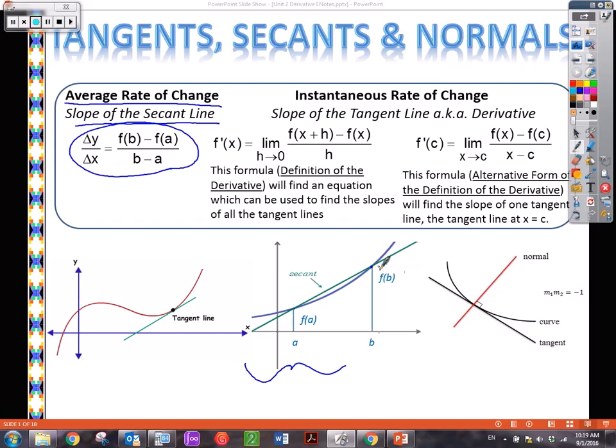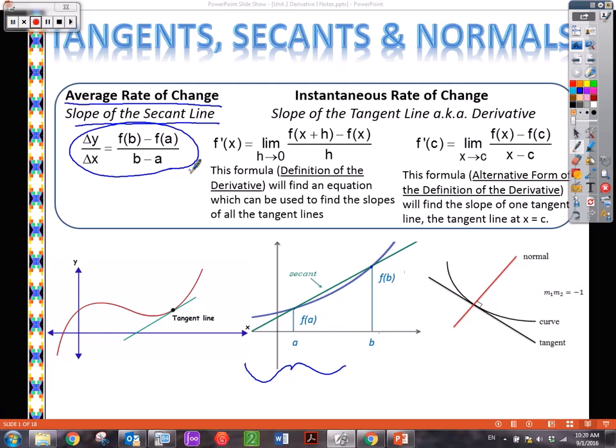So slope of the secant is average rate of change. Those words should be kind of cemented in your head, and they need to be attached to this formula. Certainly all the formulas up here are eligible for the formula quiz. Okay, so average rate of change.